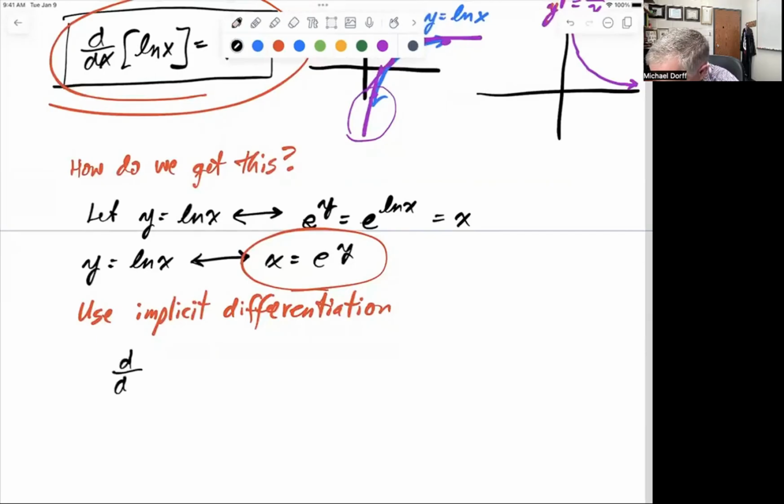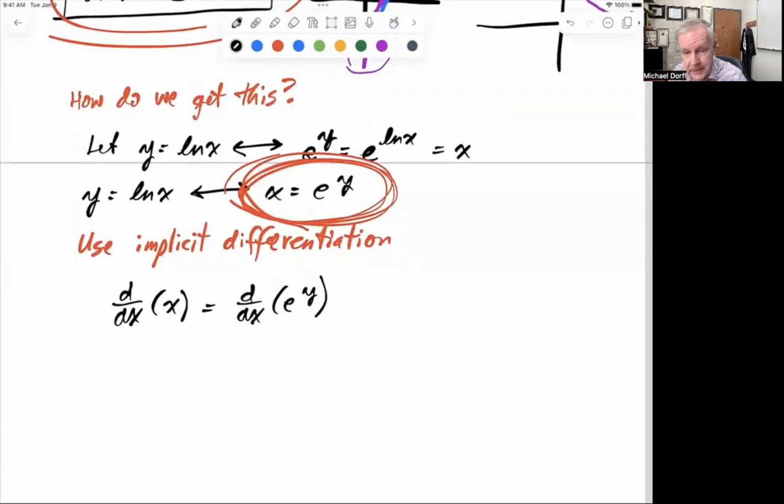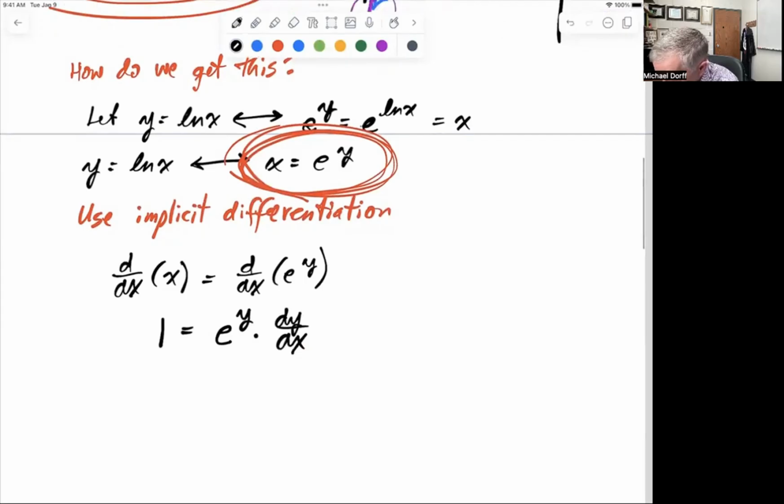We're going to take d dx of both sides, that's in the circled red part here, right? We're going to take d dx of everything here. So we have d dx of x on the left side, and we have d dx of e to the y. When we talked about implicit differentiation, d dx of x is just going to be 1. And now on the right side, we take d dx of e to the y. So the derivative of e to the y is e to the y. But because my variable there is a y, which is dependent upon x, I get a dy dx.